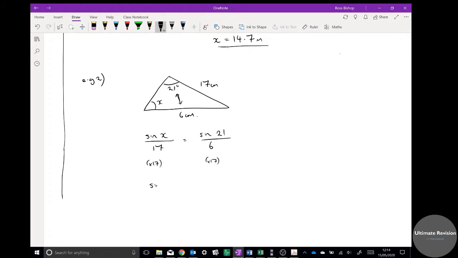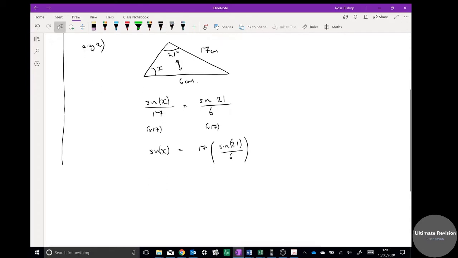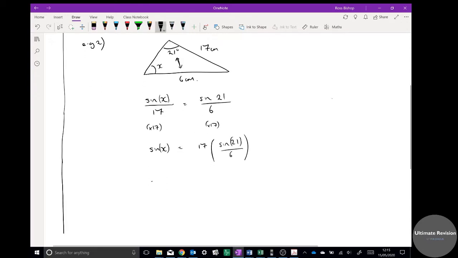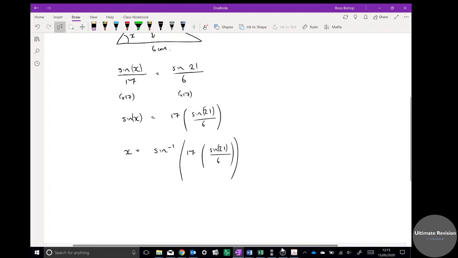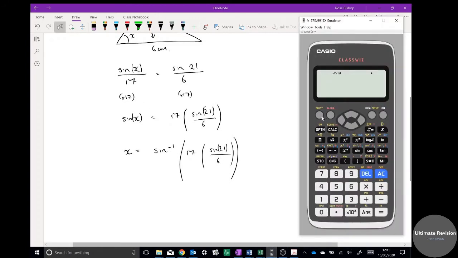Keep accuracy here. And then I'm going to inverse sine both sides. Not losing accuracy, so if I do that on my calculator, shift sine. Type it in exactly as you see it, and make sure you close off the brackets.